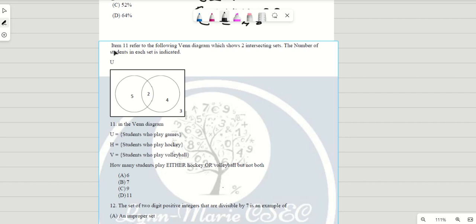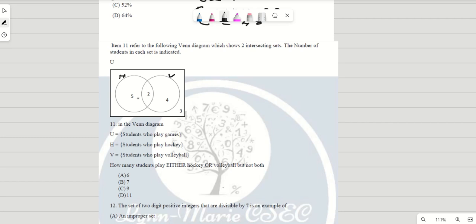All right. Item 11 refers to the following Venn diagram, which shows two intersecting sets. The number of students in each set is replicated, right? So we have, oh, I didn't put this. This is hockey. This is volleyball, right?